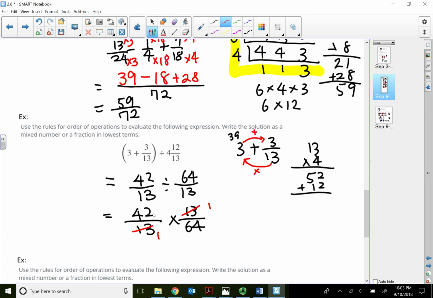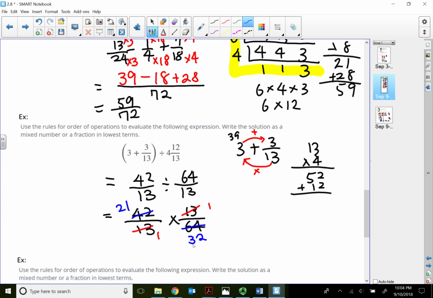8 times, no, can't use 6, let's use 2, how about that? I thought I could use 8, but I can't. Yeah, if I use a 2, that's 21, this is 30, what? That's 32, ain't it?